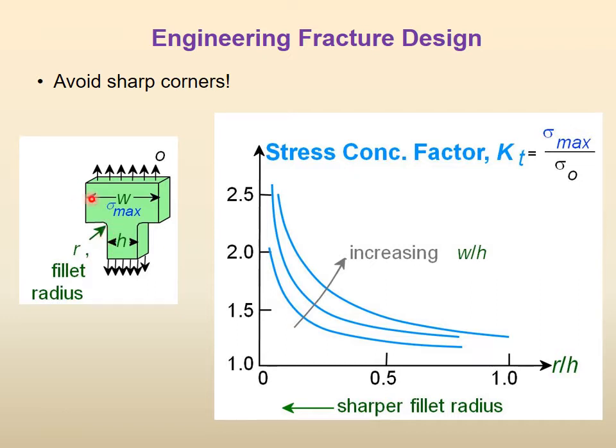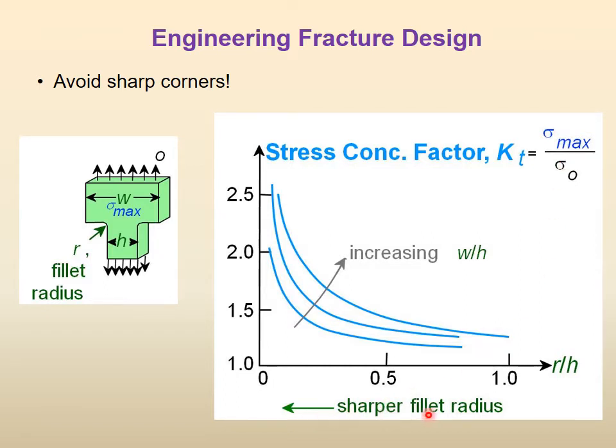If this W is the width of that region, and this H is the width of this small region, then you know these are from your machine design book. Here you have the values of the stress concentration factor, KT. It is simply sigma max upon sigma naught. Remember last time, in the previous slide, we were saying that sigma max is KT multiplied by sigma naught. So a stress concentration factor is just a ratio of maximum to nominal stress.